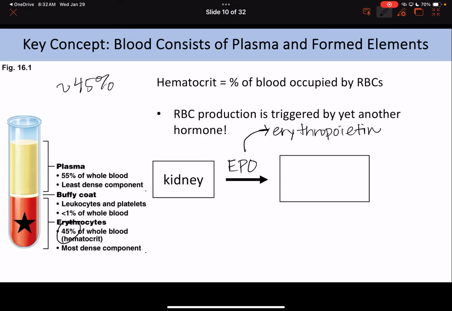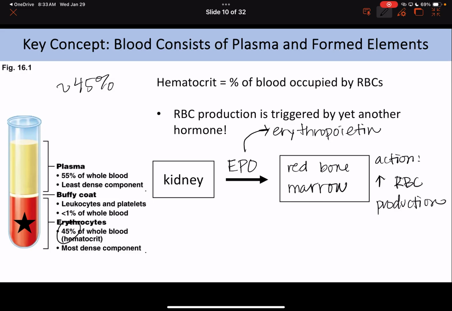The kidney produces the EPO, and then the EPO is going to target our red bone marrow. And once the EPO binds to the appropriate cells at the red bone marrow, the action or response then is to increase red blood cell production. So you had to make a series of flow charts for your homework today of all those hormones we learned on Monday. This is another one that you can add to that sheet. And as we go on throughout the semester, I will have you add more to it as we learn more hormones.